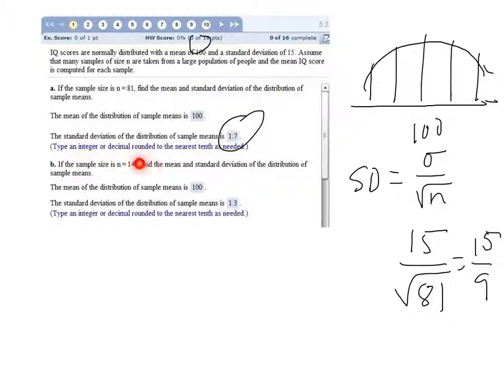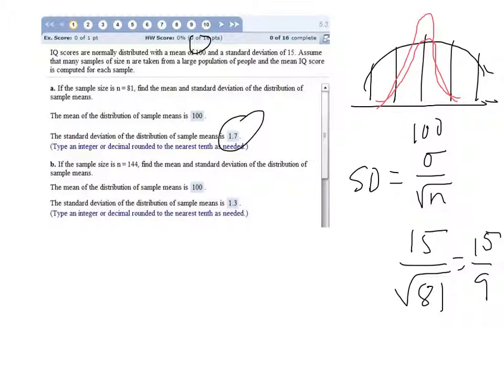Now we've got a sample size of 144. Same center. There's going to be a lot less variation in the sampling distribution because larger samples have less variation. Okay. Actually, this will probably go higher because it still has to have the same area.